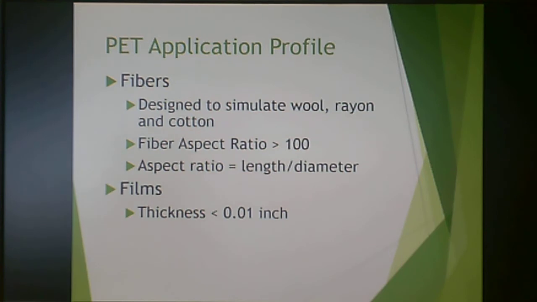Typically, if you're using a PET fiber, it is designed to simulate wool, rayon, and cotton. If it's a fiber, it has an aspect ratio of greater than 100. In other words, it's at least 100 times longer than it is wide. So aspect ratio is length divided by diameter. For films, you're looking at a thickness of less than 0.1 inch.